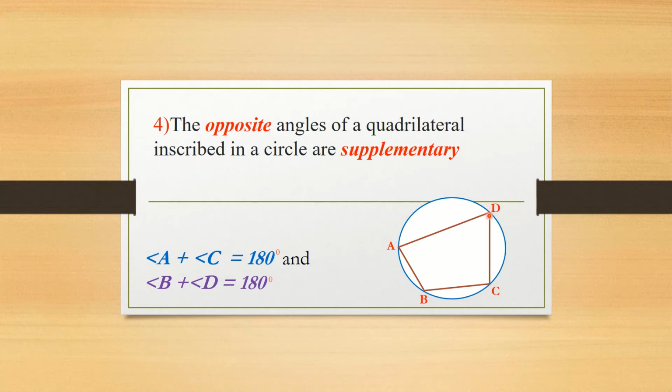At the same time, angle B and angle D are opposite to each other. So, angle D plus angle B will give you 180. Angle A plus angle C is equal to 180 as they are opposite to each other. And angle B plus angle D is equal to 180 again.